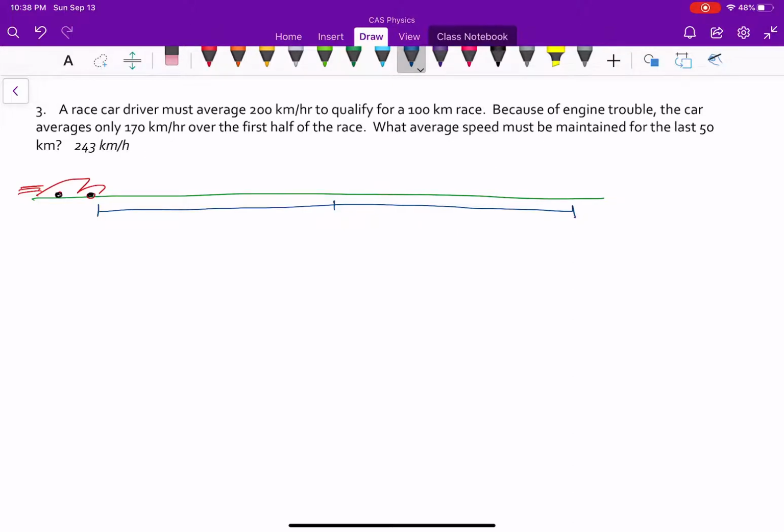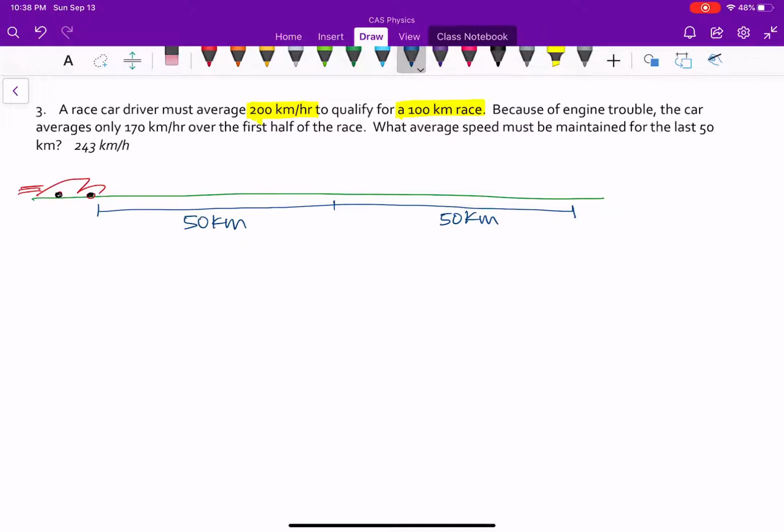So a race car driver has to do an average of 200 kilometers an hour for this whole race, and the race is 100 kilometers long. So unfortunately for the car, it only gets 170 kilometers an hour in the first half. So the first half is going to be 50 kilometers, right? And the second half is going to be 50 kilometers.